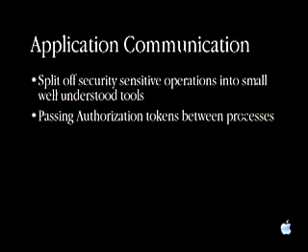So, like I said before, application communication. One of the things that enables you to do, and I can't stress this enough, is to split off the security-sensitive operations into small, well-understood tools that are auditable, that don't depend on the entire OS X stack and don't depend on Core Graphics and AppKit and Carbon, so that the amount of code running with elevated privileges is as little as possible, and you actually know what's going on there. And to do that, we provide APIs to pass authorization tokens between processes.